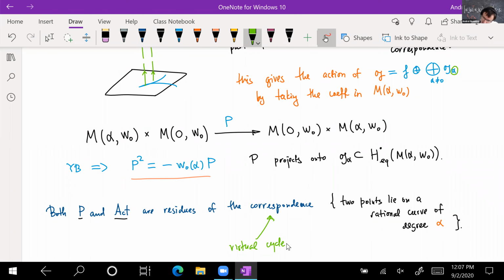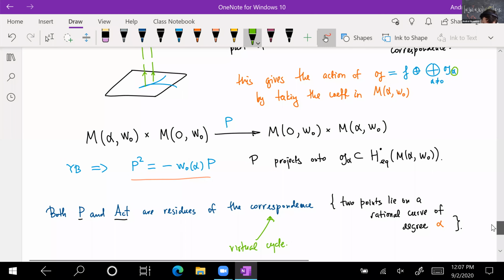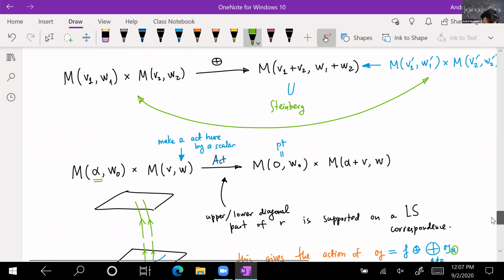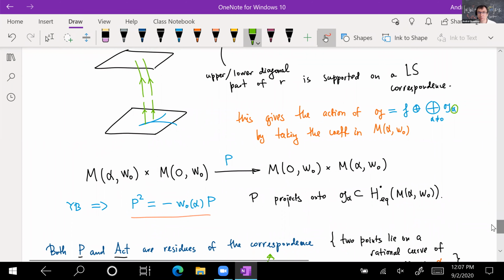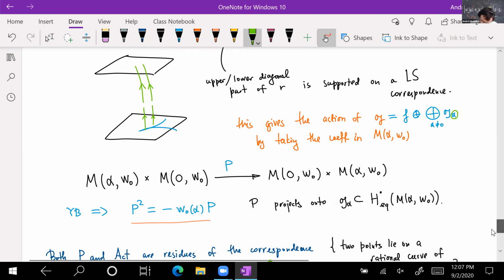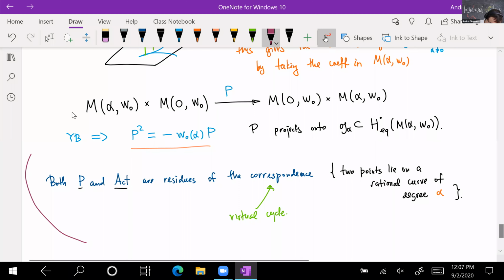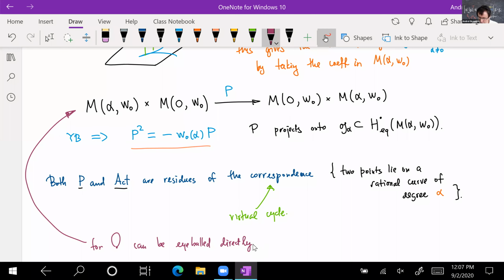And so that Lagrangian correspondence, in general, would be some complicated object, but for the quiver with one loop it can be eyeballed directly. And then you should be able to reproduce the formula for R, right?